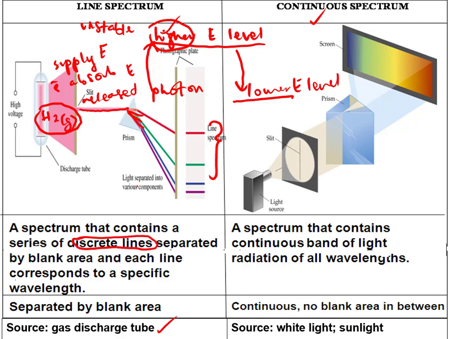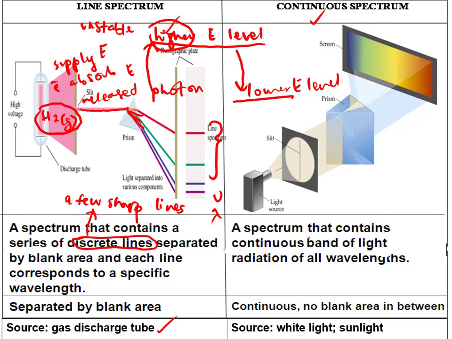Line spectrum contains discrete lines. What are discrete lines? It means it contains a few sharp lines, where each line corresponds to a certain wavelength and frequency. How about continuous spectrum?